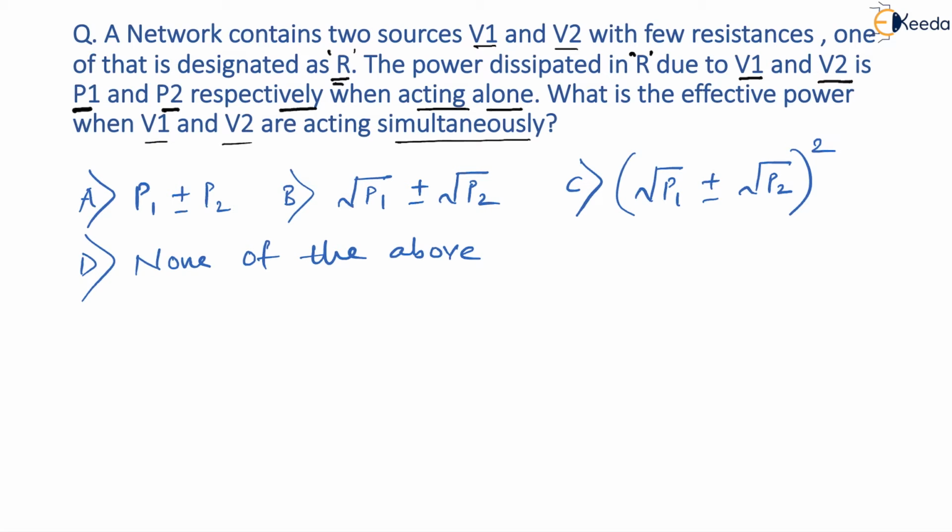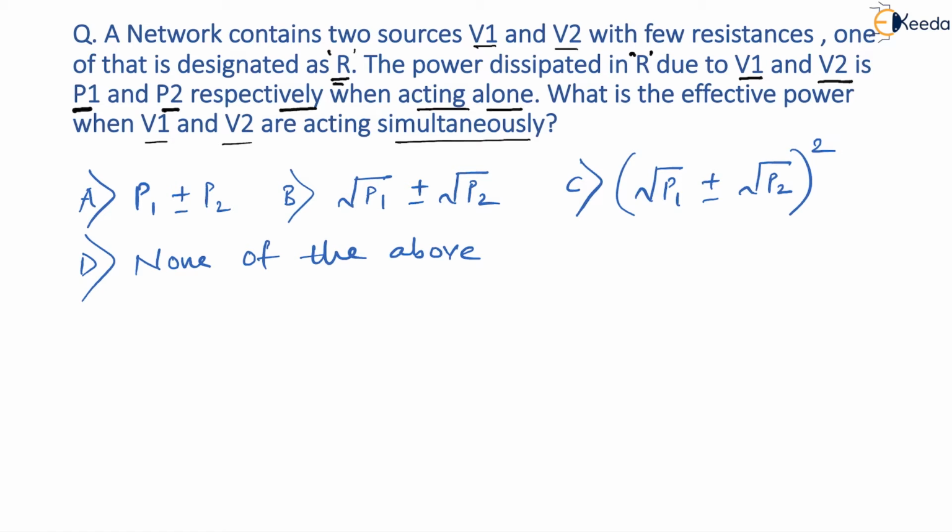Now let me tell you, if you look at the options, option A says it is P1 plus minus P2. Most of the students will immediately go for option A because they strongly believe in superposition theorem. But superposition theorem is not always applicable. It fails sometimes, especially when it comes to non-linearity. At the very beginning I said that it is applicable only for linear systems. For non-linear systems, superposition theorem is not applicable.